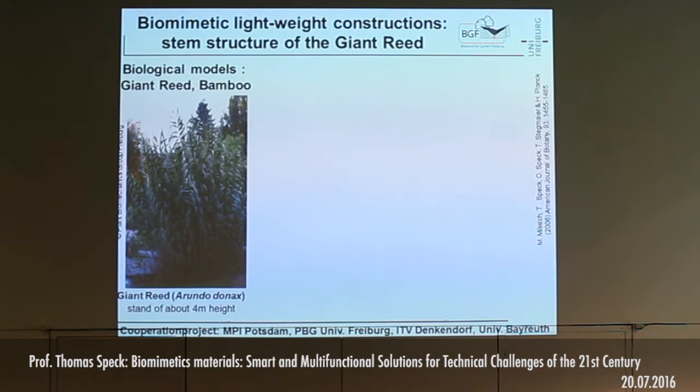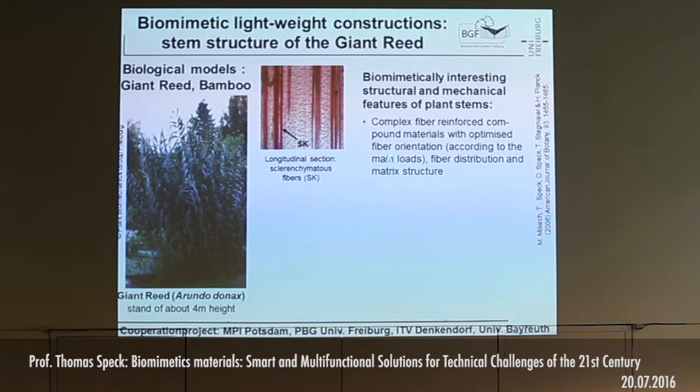And if you look at such a stem and such a plant with the eye of an engineer, then you have a complex fiber-reinforced compound material where the fiber orientation is optimized according to the main loads, the fiber distribution is optimized, and the matrix structure is optimized. Here you see longitudinal sections through one of these stems, and stained in red are the highly lignified fiber bundles, and in the stems they nearly run parallel with the longitudinal axis of the stem, because in the stem you have mainly bending loads. And you have more fibers toward the outside of the stem, because during bending the stress concentration is higher on the outside of the stem than on the inside.